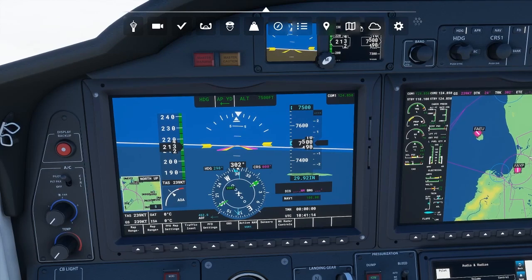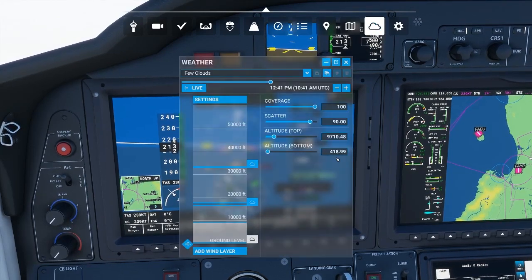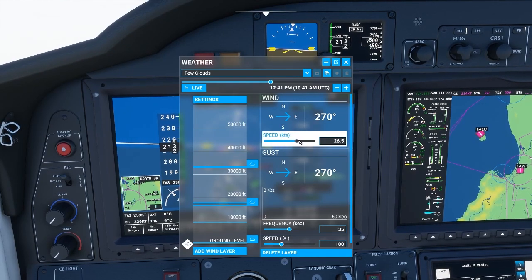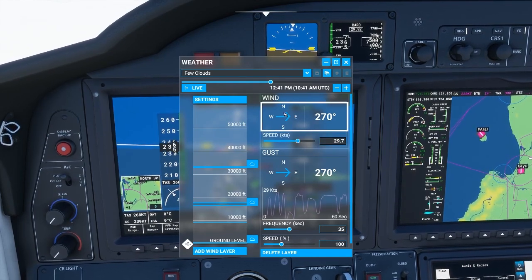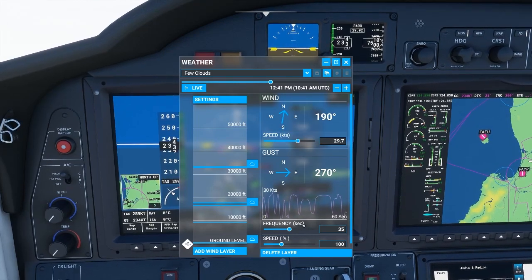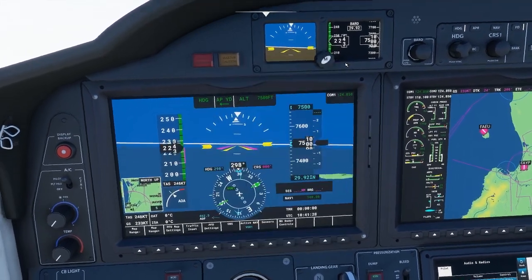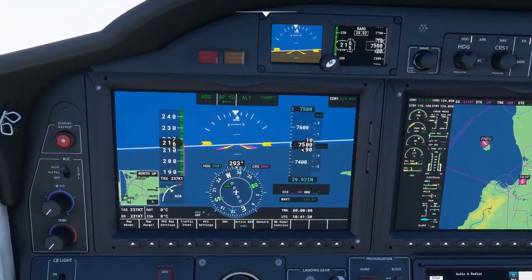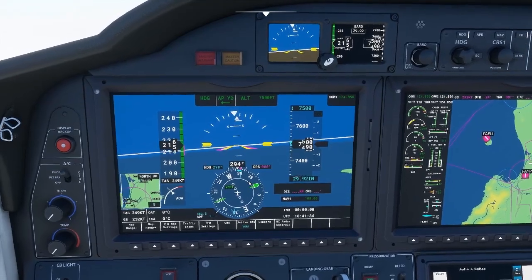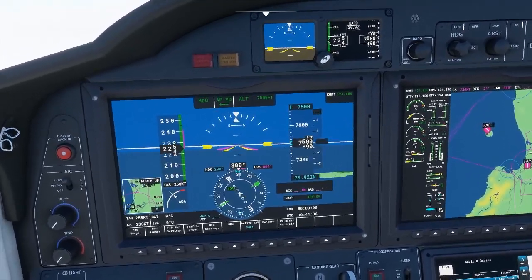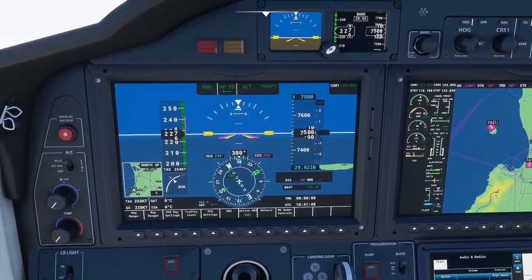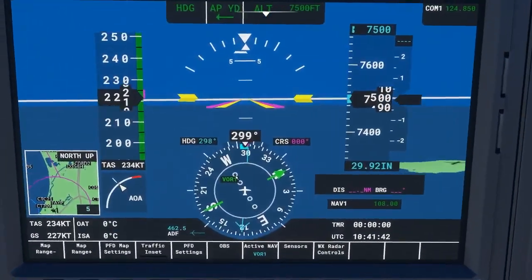Alright, the next thing I'm going to do is put some wind on again. Let's put a southerly wind on, because we're going to be doing ILS later. Right, so there's a good wind. You can see the turbulence associated with that. And you can also see the wind is blowing from down here.